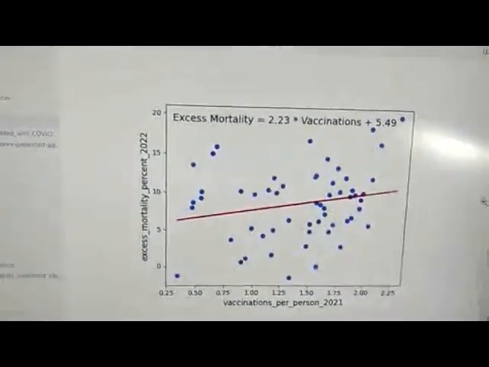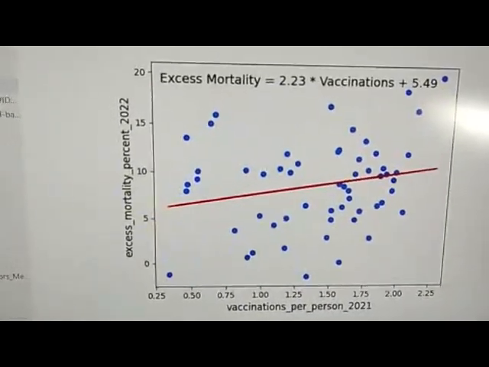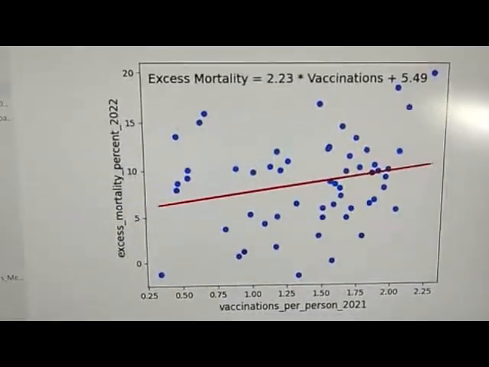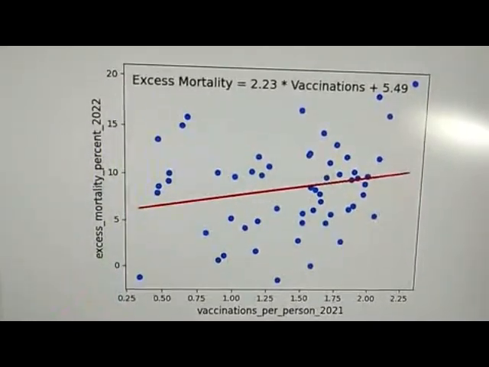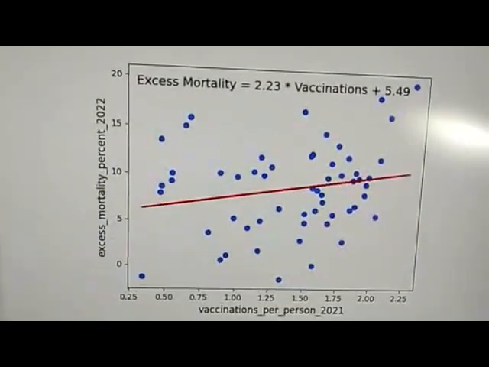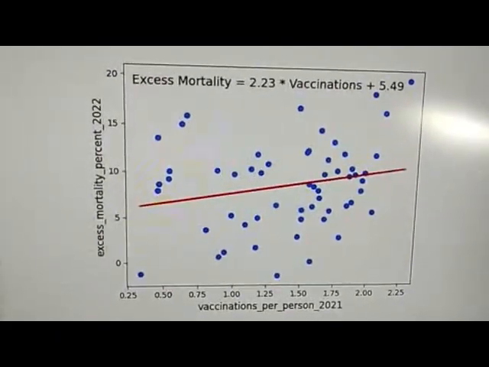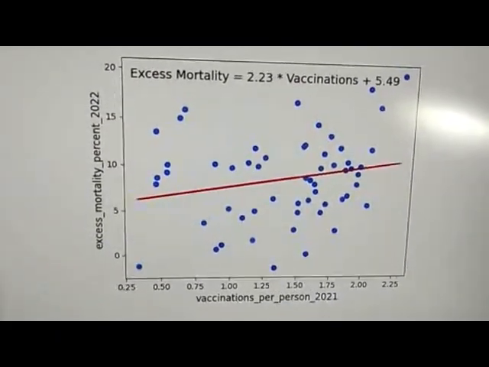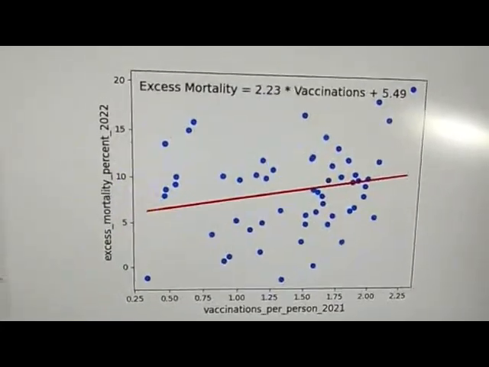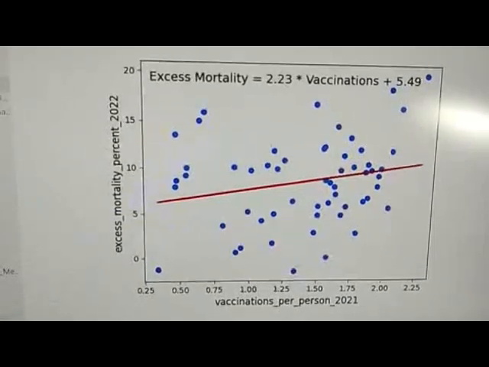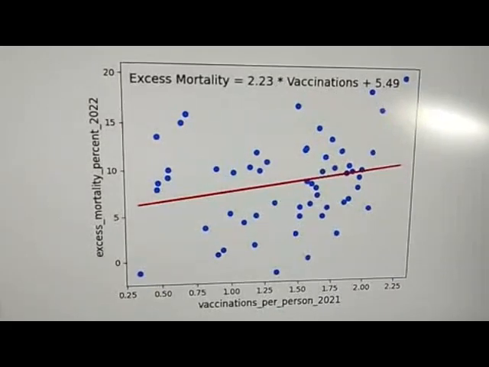This shows on the x-axis the number of vaccinations per person given in that country in 2021, and on the y-axis the excess mortality rate of that country in 2022. Each point is a different country. You can see the best fit regression line in red and the regression formula at the top, and basically what this shows is that the more vaccinations given in 2021, the higher the country's death rate in 2022. And that is my project for Intro to Python.